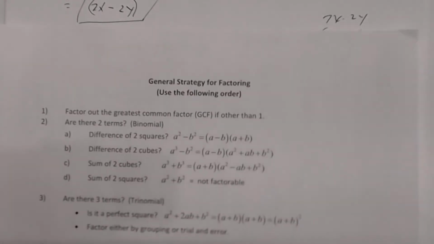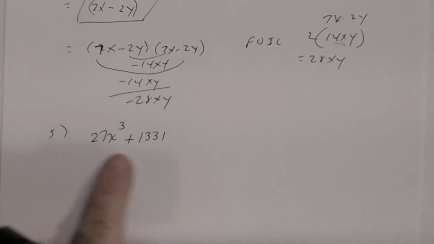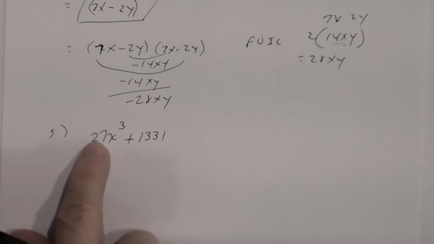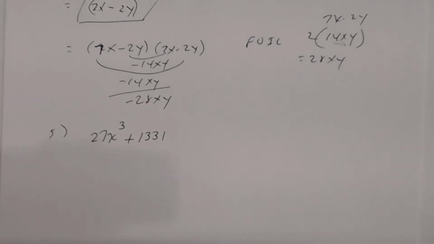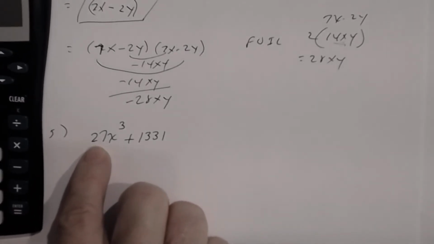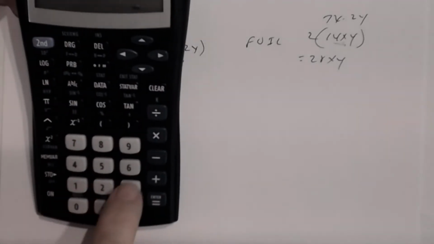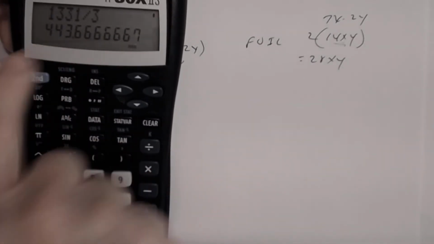So again, if you look at your strategy, the first thing you want to do is factor out the GCF. If you look at this, the GCF here is 1. You may say, well, how do you know it's 1? 1,331 is a big number. Well, you could use your calculator and check. For example, what are the factors of 27 besides 1? Well, it's 3. Will 3 go into 1,331? Use your calculator, 1,331 divided by 3? Nope, because you don't get a remainder 0.